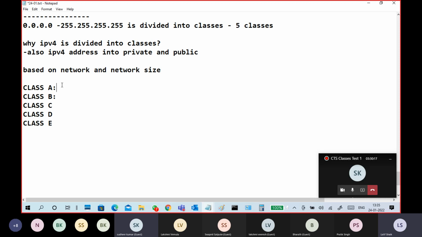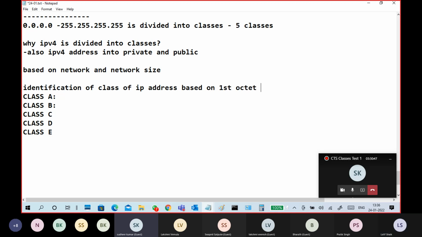For class A, the important point is how to identify the class of an IP address. The identification is based on the first octet of the IP address.